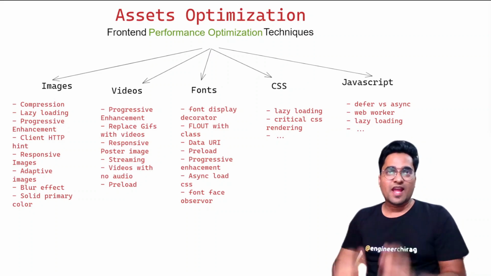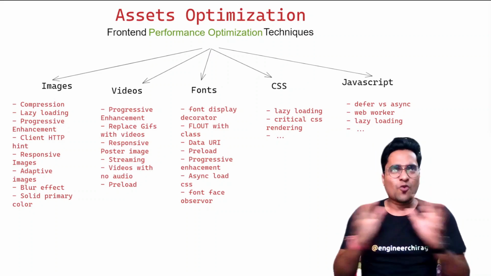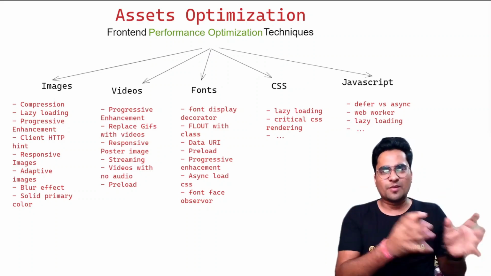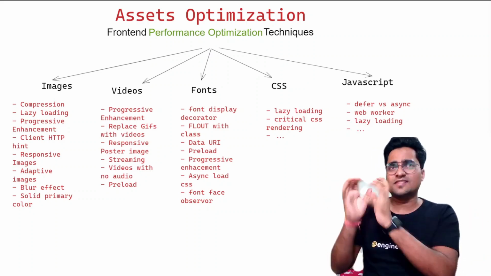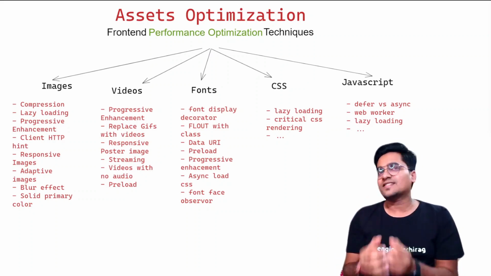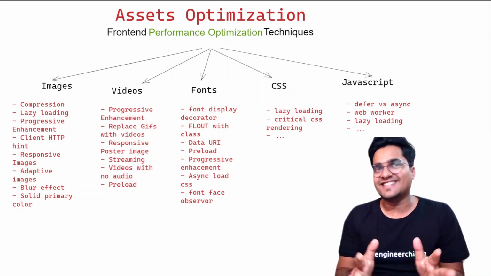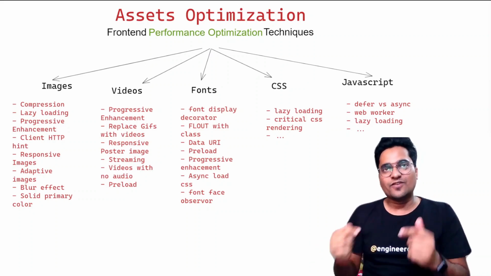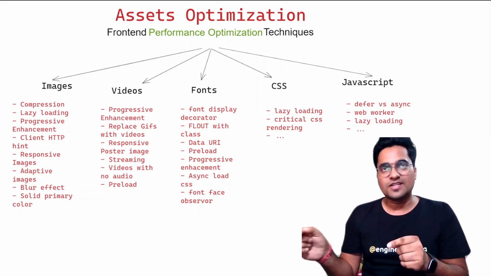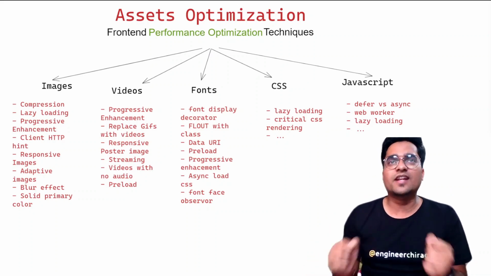Here we come to the end of the asset optimization session. In this we have learned so many things. We talked about image optimization, video optimization, font optimization, CSS and JavaScript optimization, right? There are so many assets, so many cool techniques that we have learned. I hope you learned a few things at least in this session. In the next session, we are going to cover build optimization. In the previous session, we talked about network optimization. There are so many cool things coming, right?